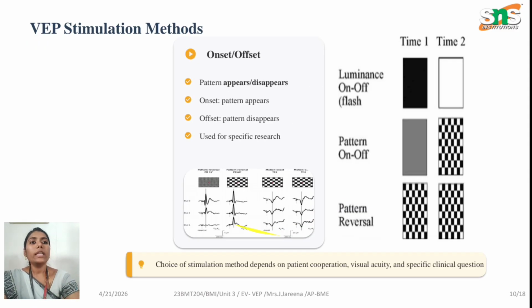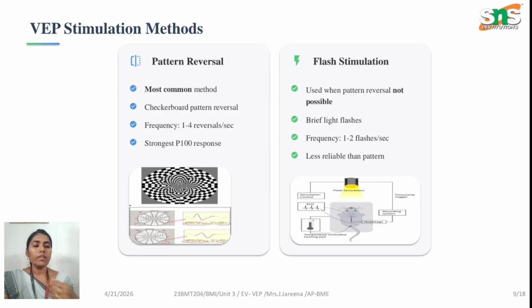set. In the case of pattern reversal, we will be presenting the checkerboard pattern. One is black-white, another one is white-black. In that form we use the checkerboard pattern. This is the most common method, as the number of times the grating is changing, we keep on recording. Here you can see the very strongest P100 response compared to the other two.